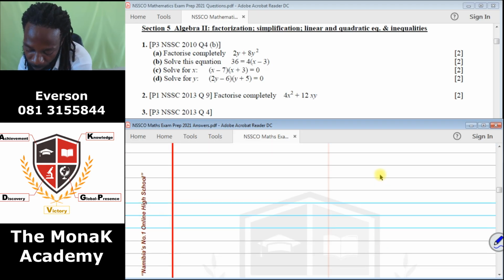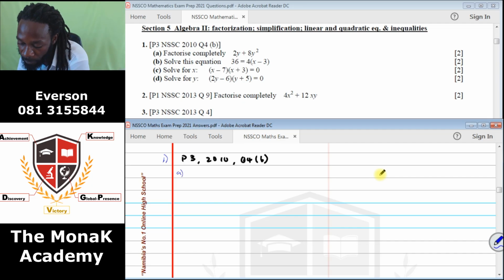Question 1. Question 1 comes from paper 3 of 2010, question 4, B. We start with part A. Factorize completely 2y plus 8y squared.